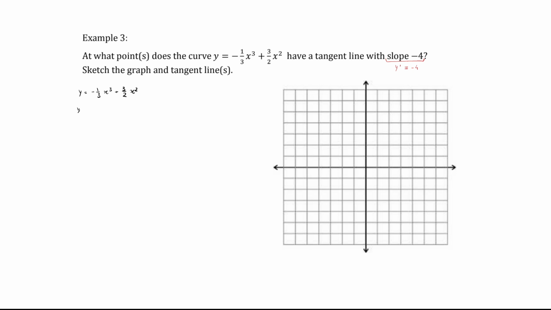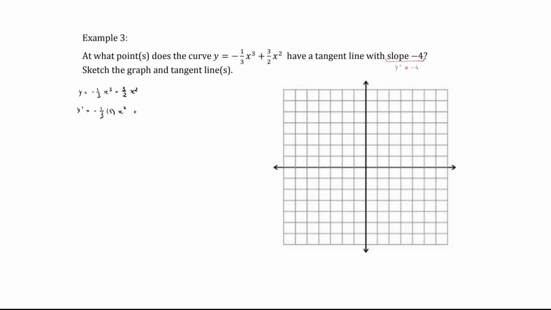Okay, y prime. Again, I'm going to be using a combination of the coefficient rule, the power rule, and the sum rule. So here I'm just going to leave the coefficient alone, -1/3. I'm going to multiply it by the exponent. I'm going to bring this exponent now as a coefficient, so times 3. I leave the variable as it is, and then I subtract 1 from the original exponent to give me a power of 2 in this first term.